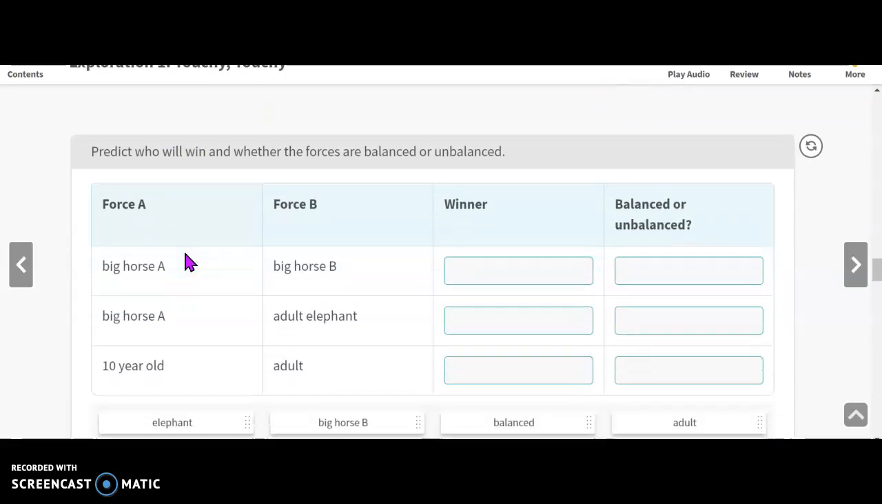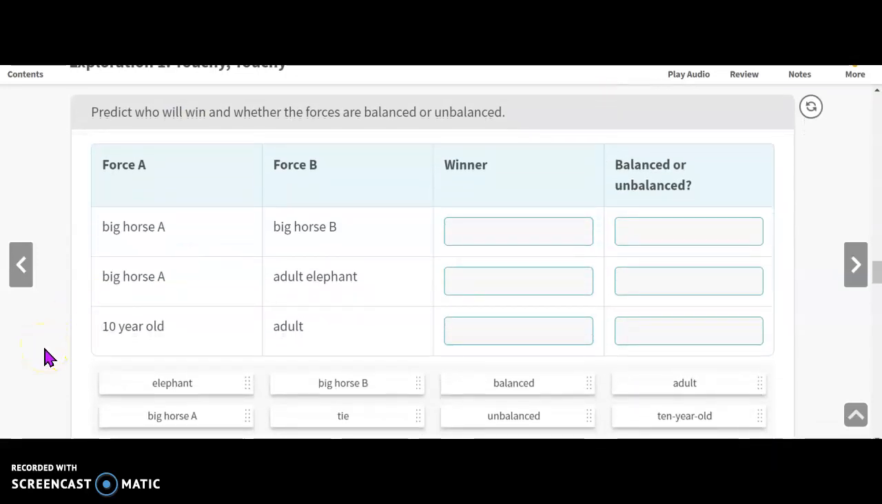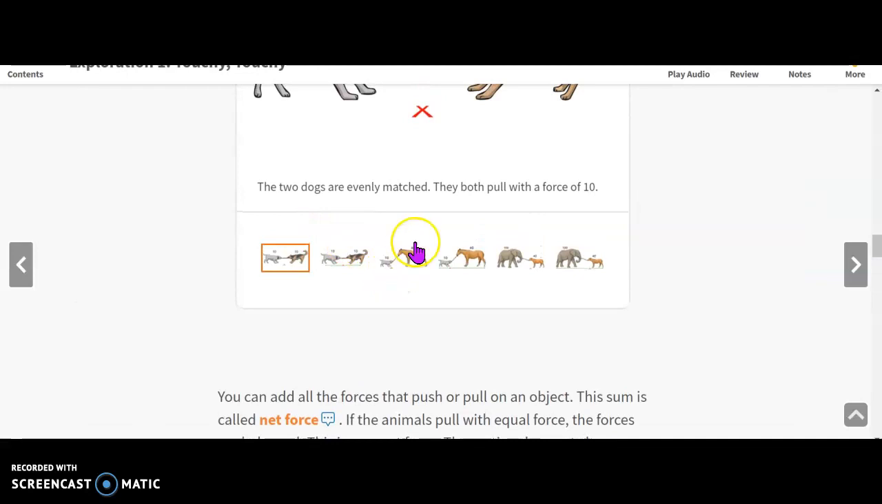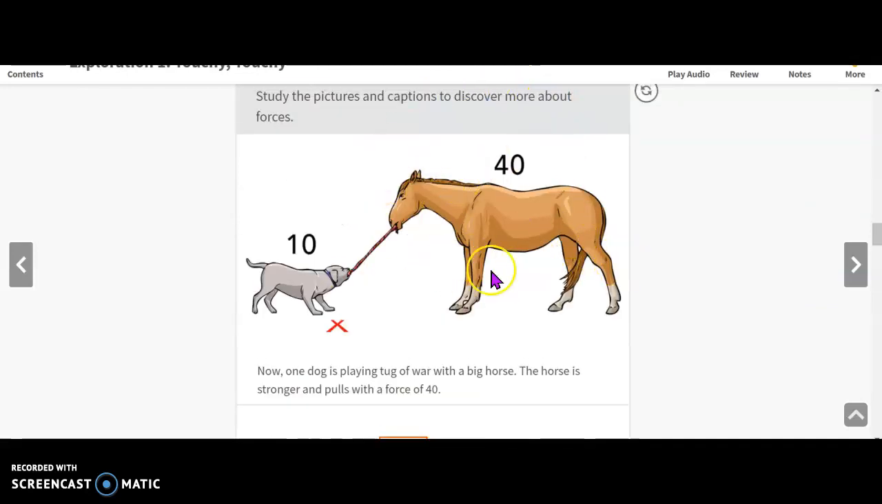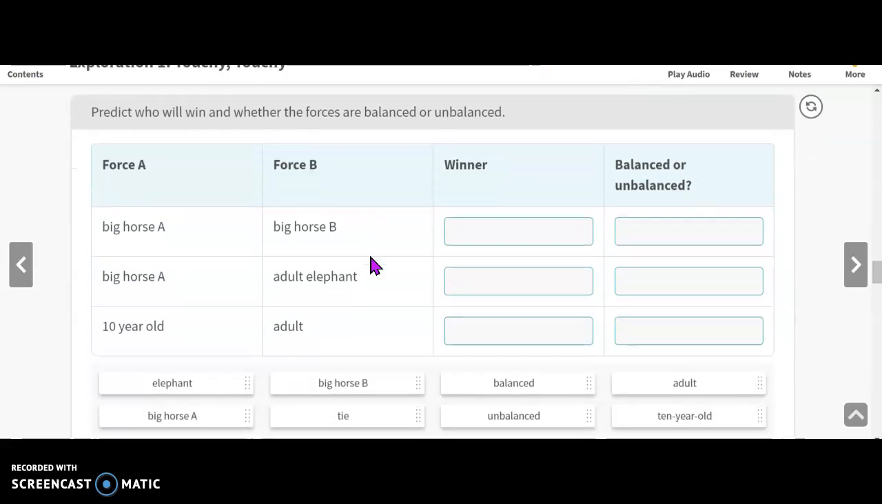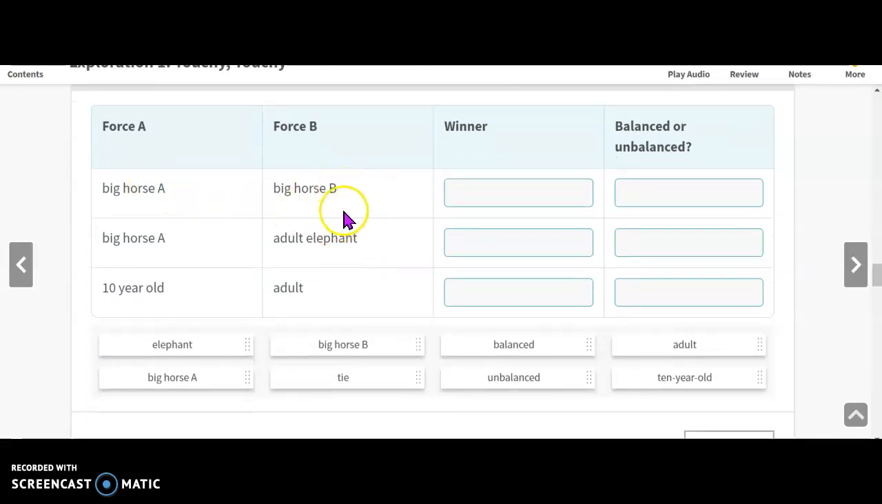So let's predict some winners. Okay, let's pretend that we're having a tug of war competition. This is number 5, by the way, in your book on page 91. So the first one is a big horse and another big horse. So we have big horse A and big horse B. They're the same size. So basically we're thinking of this horse right here. Imagine two of those pulling at a force of 40. If they're the same size, then they're probably pulling at the same amount of force. So who's going to win?